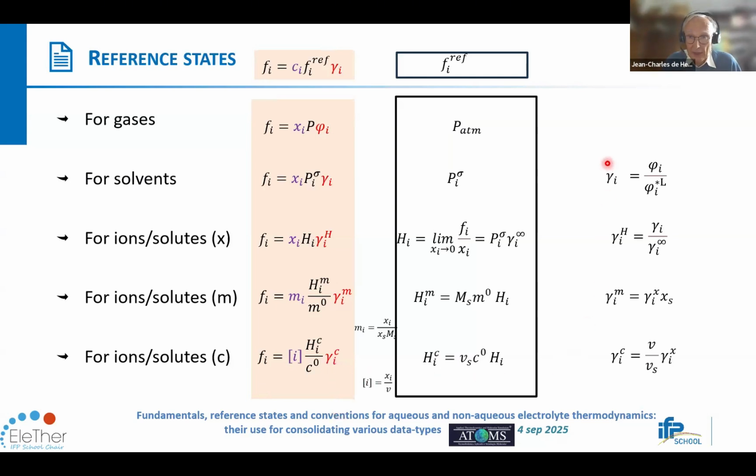So the point is here you have conversions. You can convert everything into everything. There is no problem about that, as long as you have well defined what is a solute, what is a solvent, and what is the volume, in this case the volume of the solution. Okay, V is the volume of the solution.